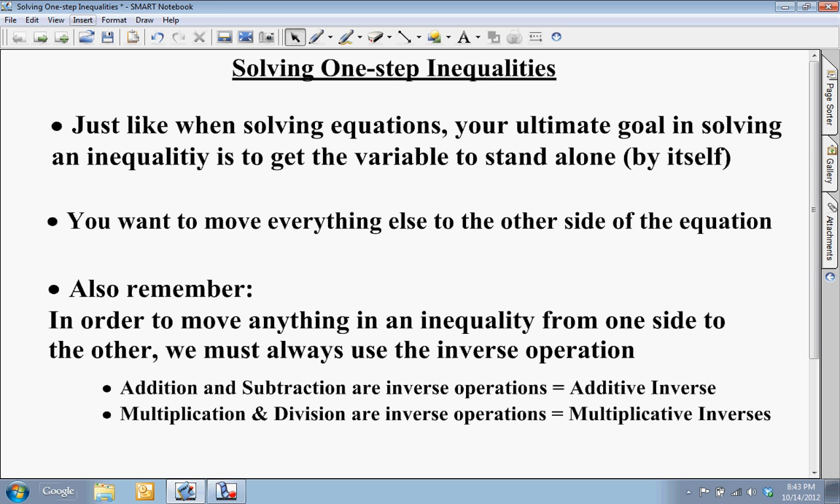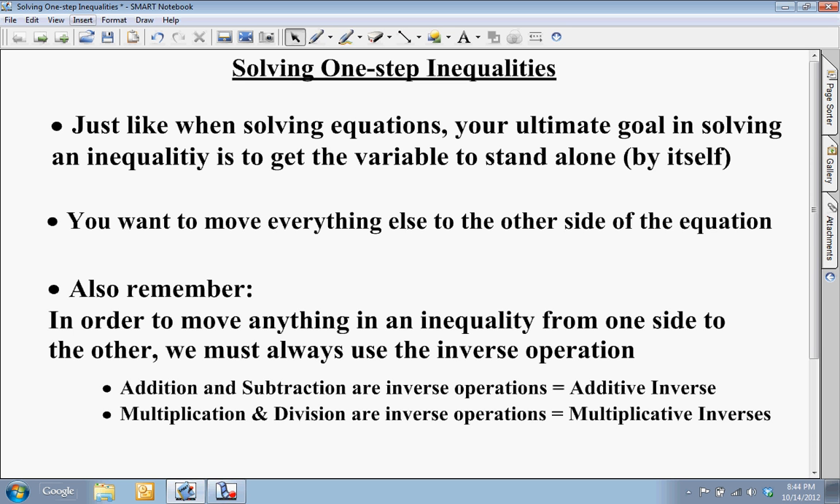You should also remember back from our lesson on solving equations that when we move something, we do it using the inverse operation. So, in order to move anything in an inequality from one side to the other, we must always use the inverse operation. So addition and subtraction, we remember, are inverse operations. So if it's an addition problem, we're going to use the subtraction property, or vice versa.